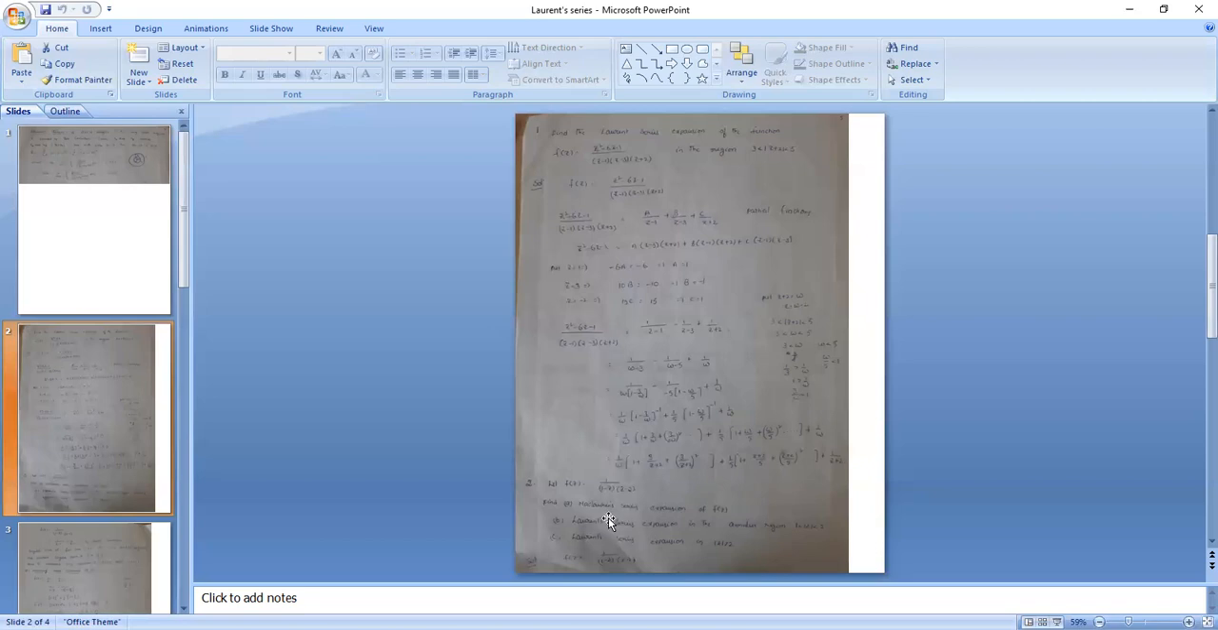Next, let f of z equal to 1 by 1 minus z, into 2 minus z. Okay, the function is given. We need to find the Maclaurin series expansion of f of z. Maclaurin series means what? We have to find it at the point 0. And the Laurent series expansion in the annular region 1 less than z less than 2. The annular region is nothing but a ring shaped region. And the Laurent series expansion in z greater than 2.